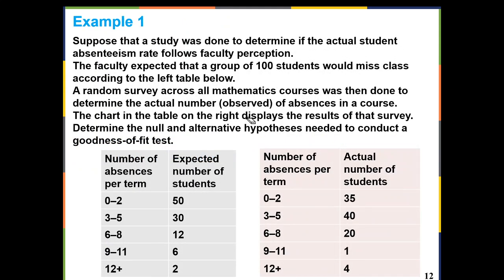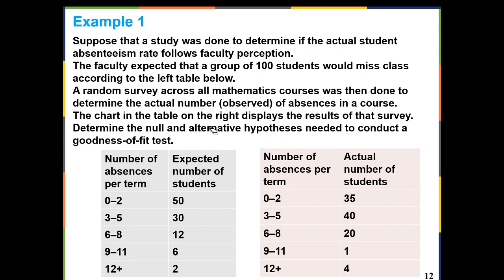So in this example, these are the number of absences that a faculty at some college claims to be true, right? That means out of 100 students, the faculty thinks that 50 of them would have absences from 0 to 2, 30 of them will have 3 to 5 absences, 12 of them from 6 to 8, and so forth. And then the actual number of students is from a sample that people actually took, and they found out in that sample 35 had 0 to 2 absences, 40 from 3 to 5, and so forth.